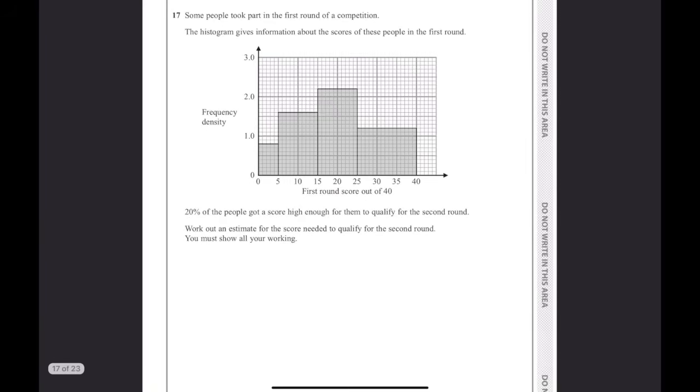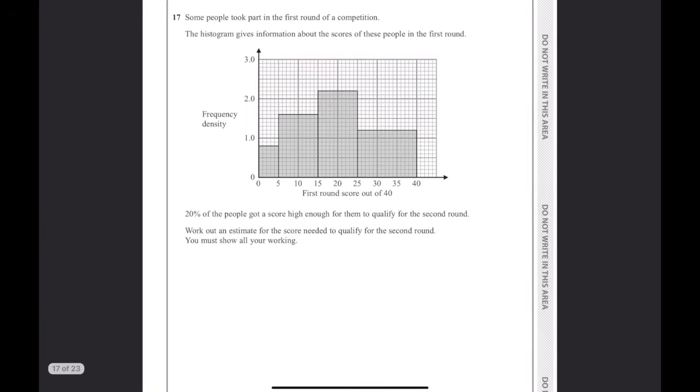So first of all, we need to work out how many people took part in this competition. So all we do for that is just find the area of each of these bars. So for this first one, it's going to be 5 multiplied by 0.8, which is 4. We have 10 multiplied by 1.6, so 16. 10 multiplied by 2.2, so 22. And 15 multiplied by 1.2, which gives us 18. So altogether, 18 plus 22 plus 16 plus 4 is going to be 60 people.